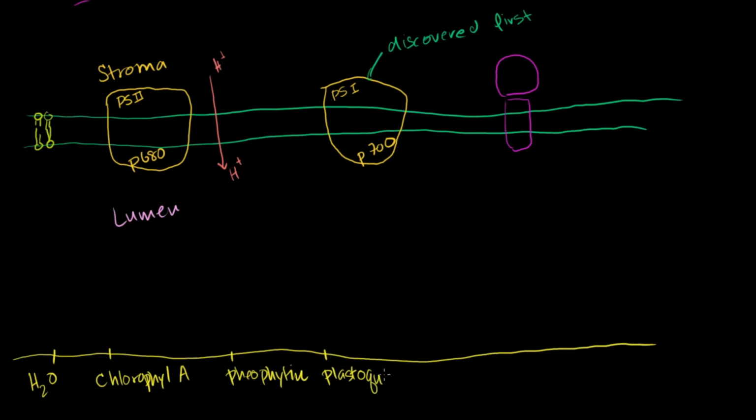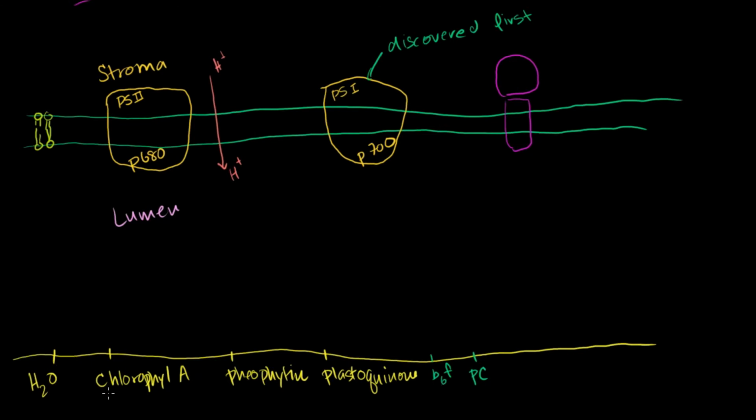Plastoquinone, and then there's a cytochrome B6F complex. I'll just write B6F. Then you have plastocyanin, which I'll just write as PC. You don't have to memorize these, you'll forget them in a week if you do, unless you're studying photosynthesis, then it might make sense to memorize them.